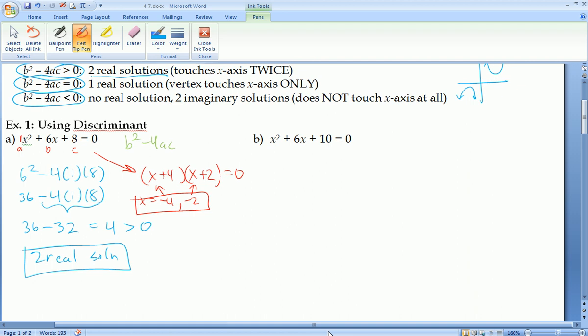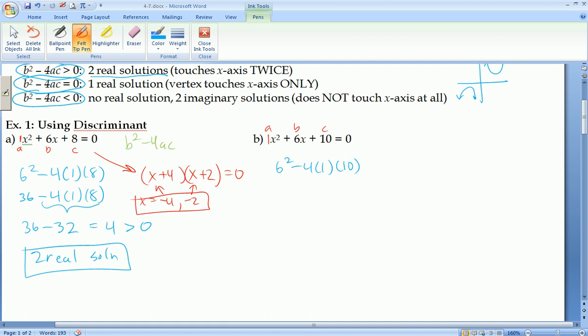All right, let's do this problem together. Hopefully you guys did it. So identify our A, B, and C again. Here's my A, here's my B, here's my C. We use the same formula here. So this is 6 squared minus 4 times 1 times 10.